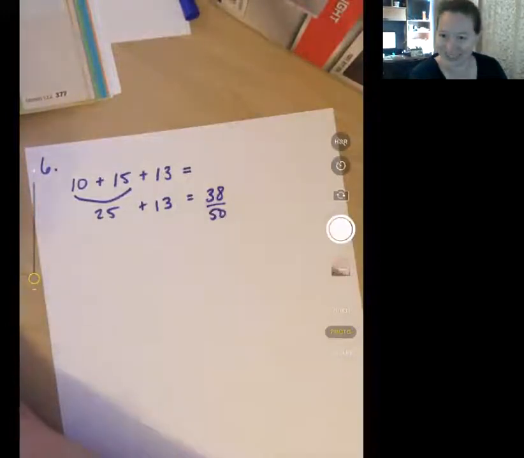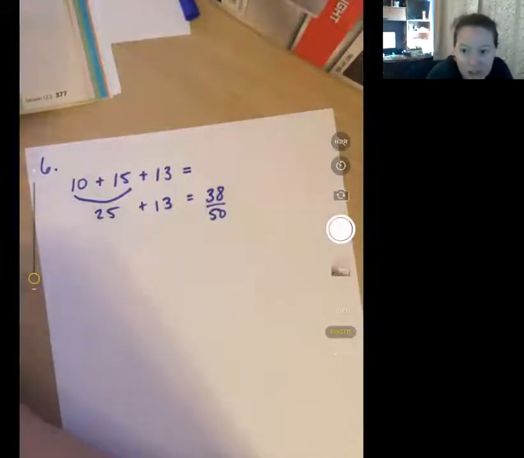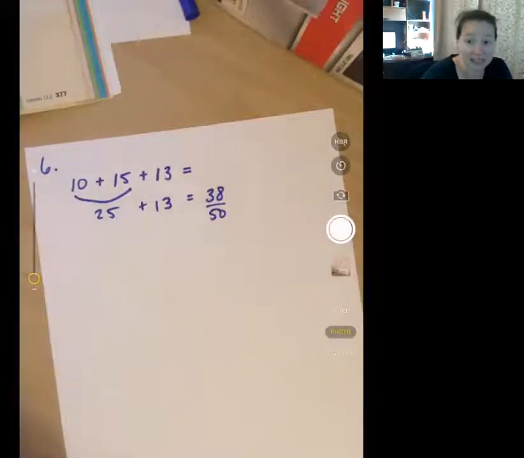Now, here comes the fun part. This is one way of showing that, 38 out of 50. We can reduce this down if we want to. I'm not going to reduce it down at the moment. But that is not the only way that we can show it. We can also show this as a percent.